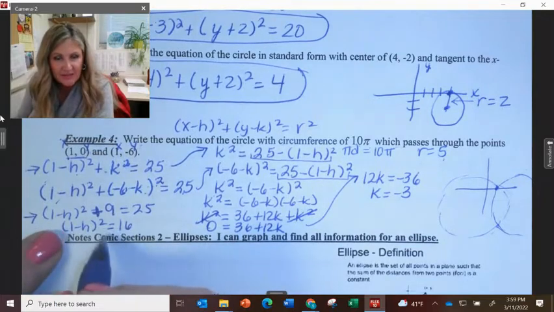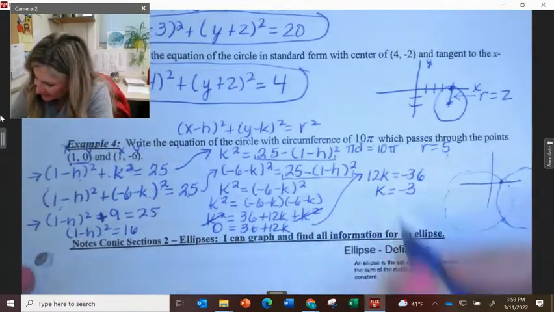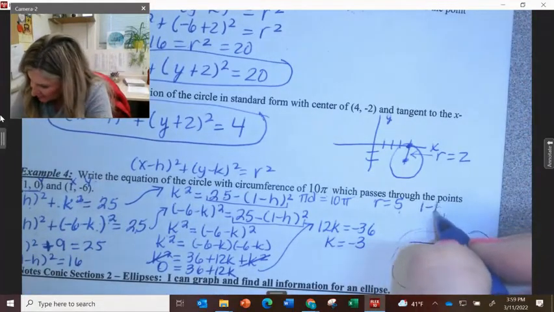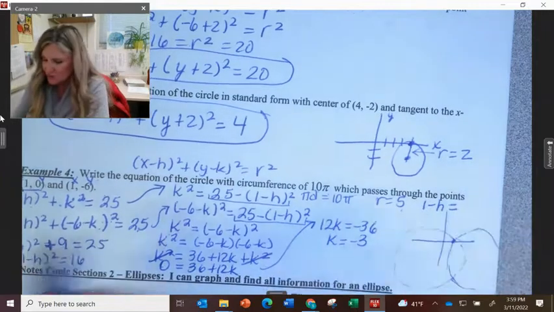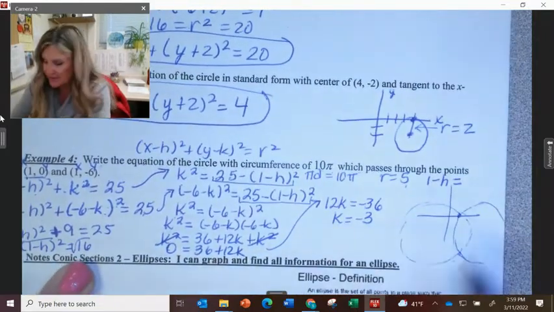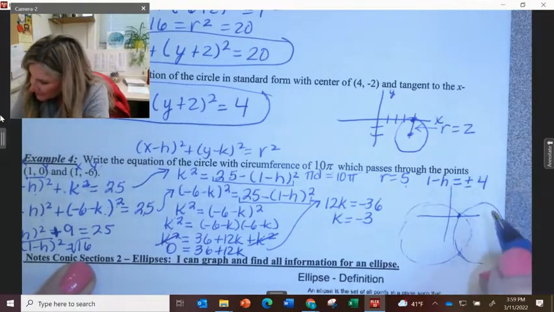Take the square root of both sides. Think ahead, you can do that. Sorry guys, I'm kind of out of room. Let me come way up here. So I'm going to have 1 minus h. If I take the square root of both sides, what do I have to put in front of this? Plus or minus, right? So plus or minus 4.